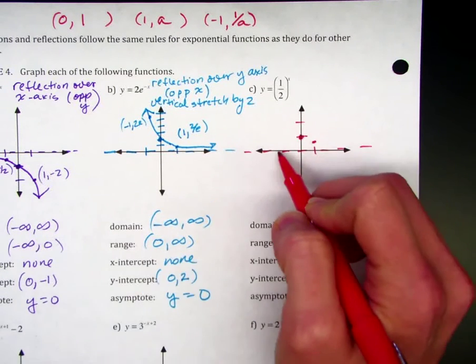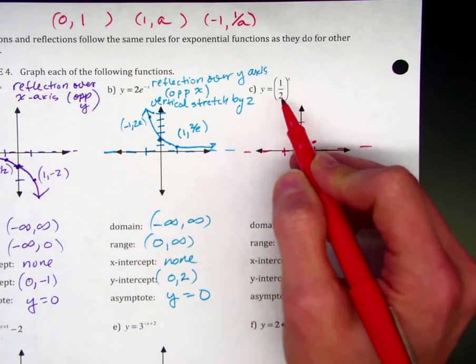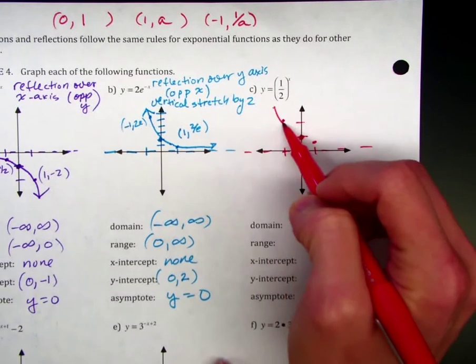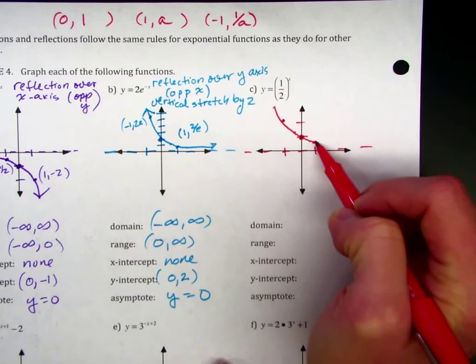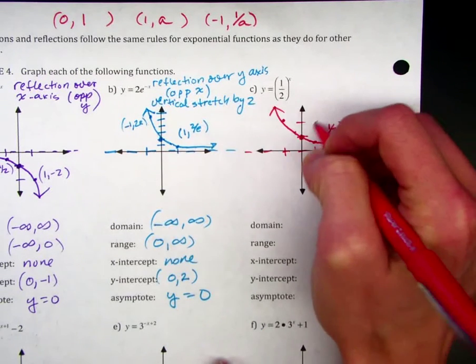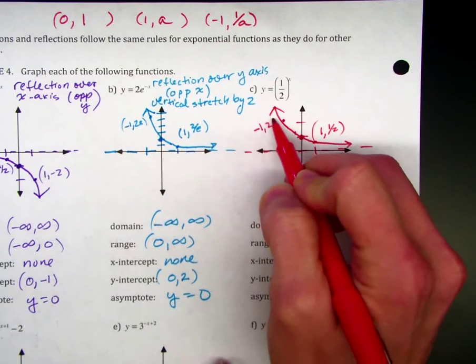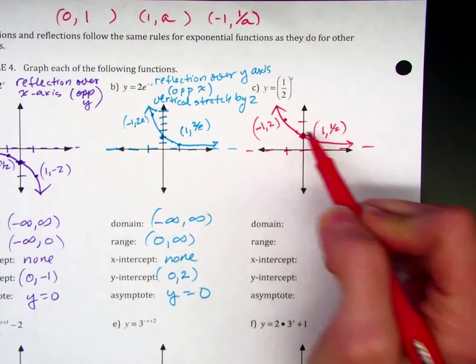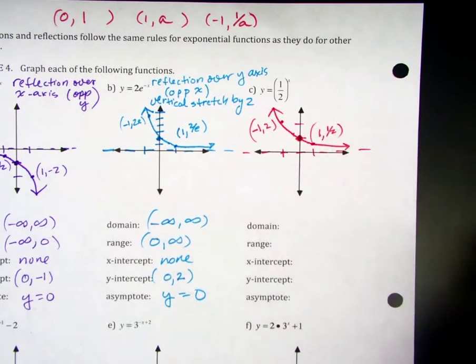And then we go left 1 up the reciprocal. And the reciprocal of 1/2 is 2. And then we can go ahead and draw our curve. So we have 1, 1/2, and -1, 2, and we are good to go. All right. So again, you don't need to write this point because it's on the axis.